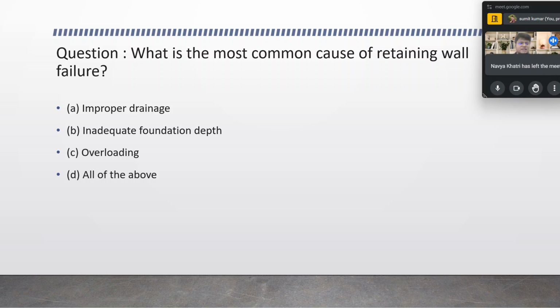Now the question over here: what is the most common cause of retaining wall failure? Okay, so the options are improper drainage, or inadequate foundation depth, or overloading, or all the above. So we know that the failure could take place due to a drainage problem. If the foundation depth is not appropriate, it could also lead to the failure, and overloading is also one of the aspects. So all the above option is the correct answer.